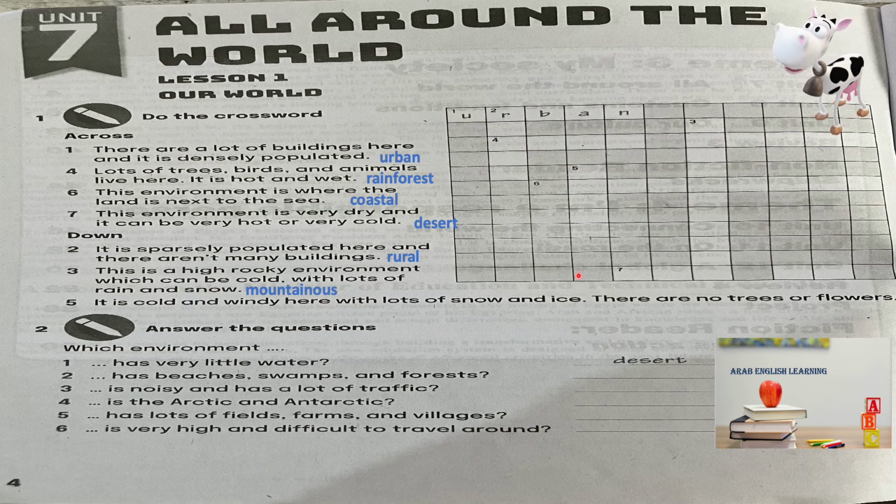This is mountainous and you will write 3 down here. The last one, 5. It is cold and windy here with lots of snow and ice. There are no trees or flowers. It's the polar area and you should write it in number 5 down here.